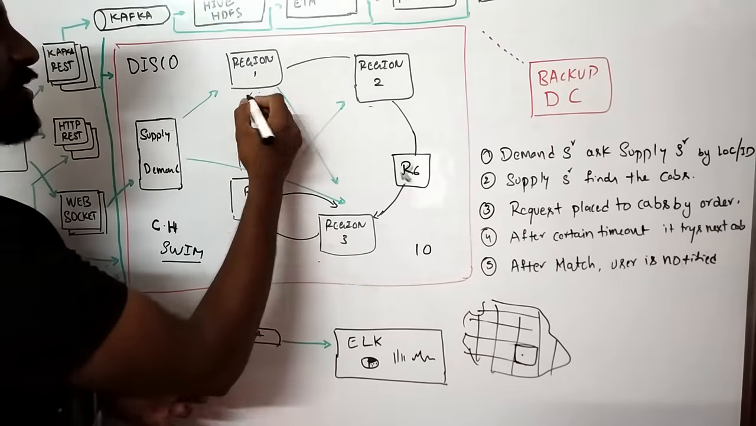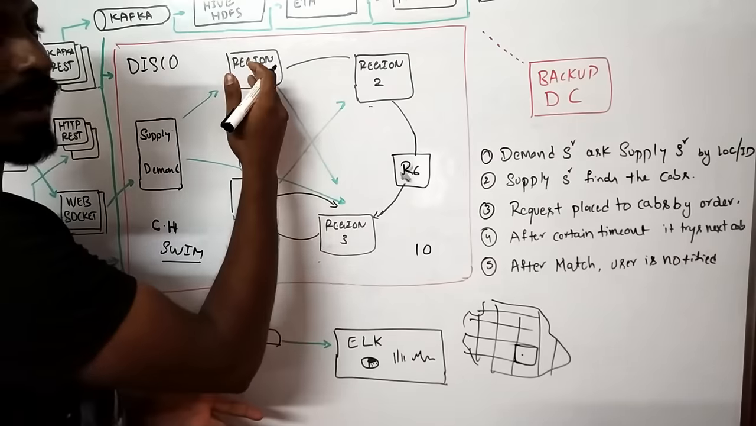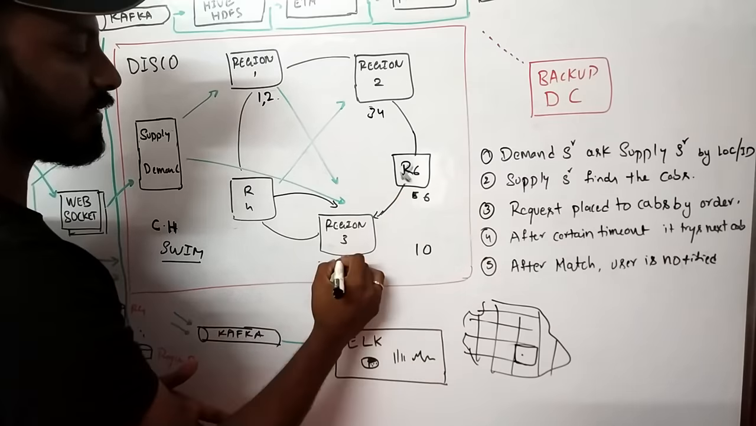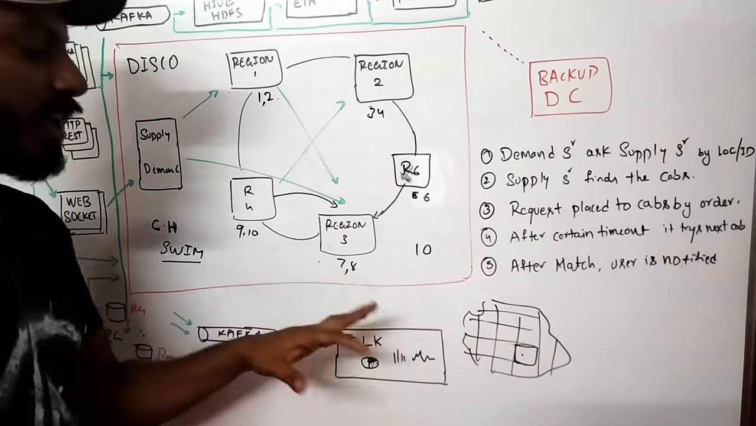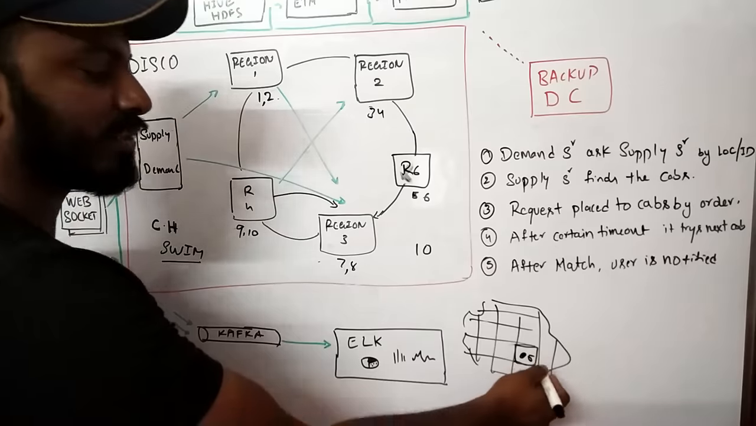With 10 cells, the responsibility will be divided something like this: cells 1 and 2 will be handled by this guy, 3 and 4 here, 5 and 6 here, 7 and 8 by this guy, and 9 and 10 by this guy. So say consider the user is requesting from the location cell 5.